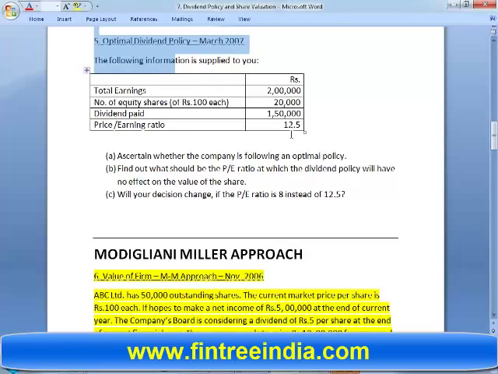Hence, company's current dividend policy is not optimal. Okay. Who will tell me the answer of part B? We have to keep R and K constant. Return R we have already found now. See, at which rate a dividend policy will not have effect on value of share.